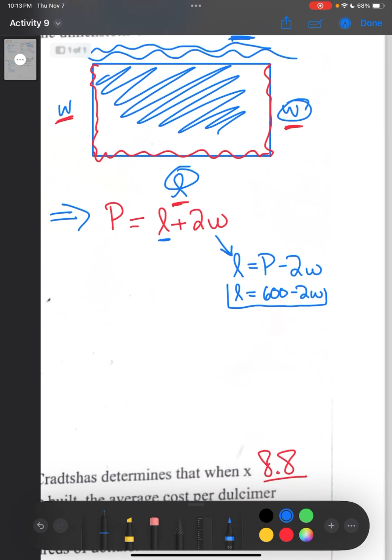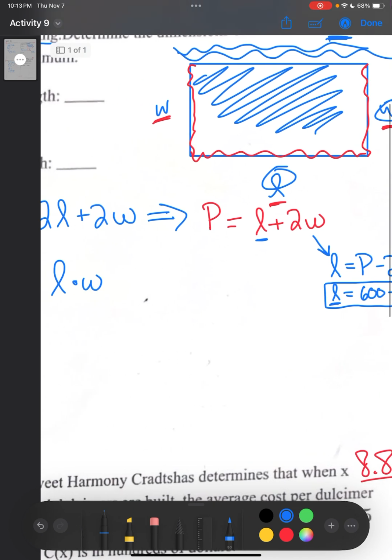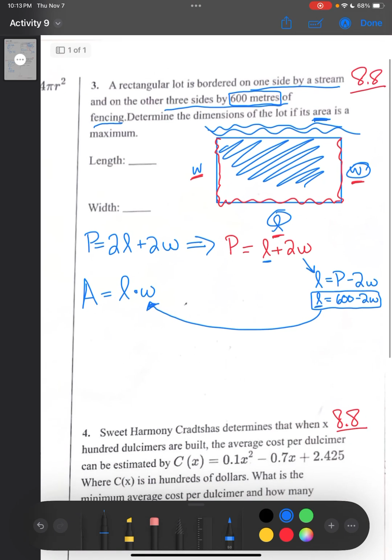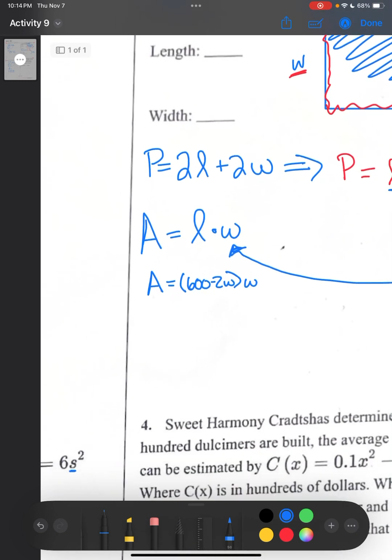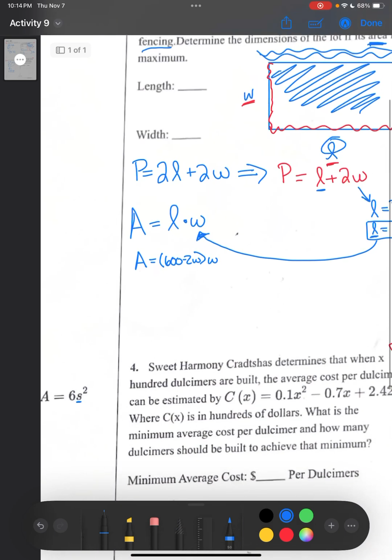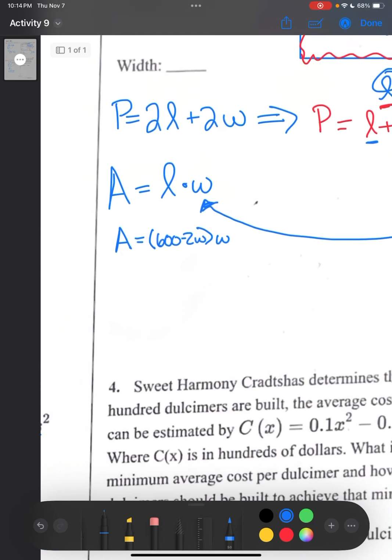Now, we have a perfect plug-in, right? Because we have this L. That's where we will plug it into this wonderful equation for area, because we're wanting to find the maximum area, right? So from there, A equals 600 minus 2W times W. So that's where we see from here, we plugged it in, right?